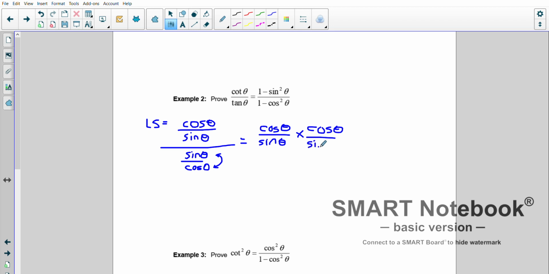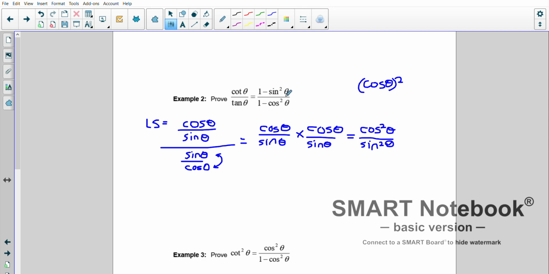over sine theta. And now if I multiply these together, cos theta times cos theta is cos theta squared, or how they write it, they put the square in front of the angle. It means the same thing. If you take cos theta and you square it, it equals this. This is the notation they use. And you divide it by sine theta times sine theta, which is sine squared theta. So now I have cos squared theta over sine squared theta.